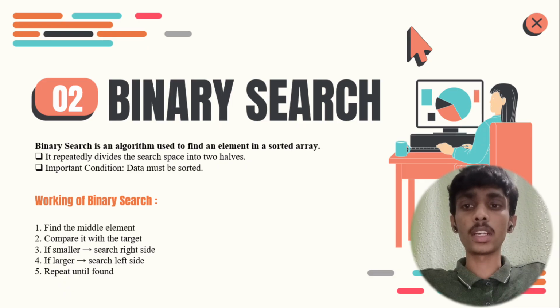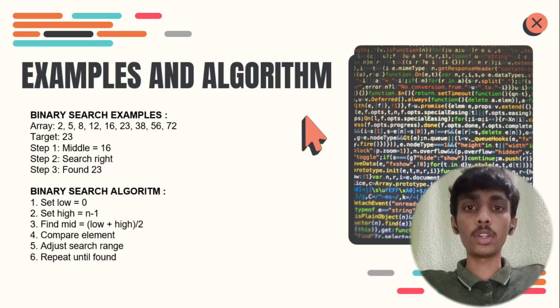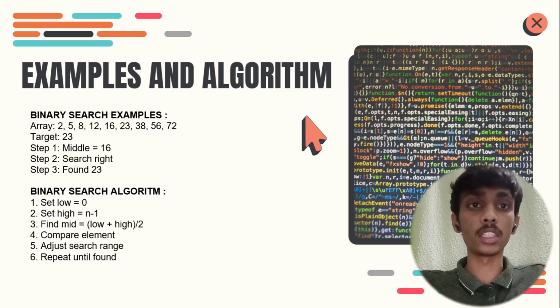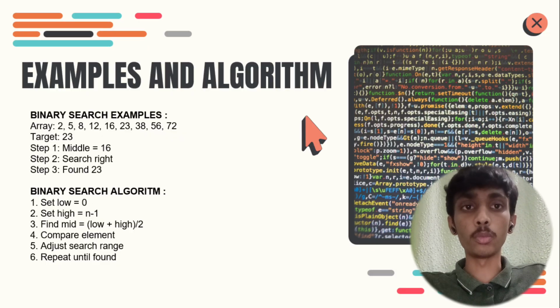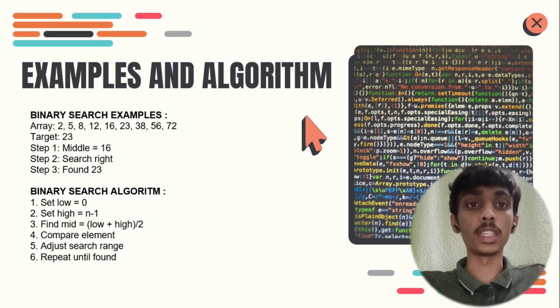So we'll practically understand through an example. For example, if there is an array of 2, 5, 8, 12, 16, 23, 38, 56, and 72, and our target is 23, here in this array 16 is the middle element. If we start searching from the element 16, 23 is greater than 16, so it will move right side, and if we move right side we find 23, and the process of binary search stops there. If it would have been 12, 8 or any other smaller target, the binary search would have shifted left side.